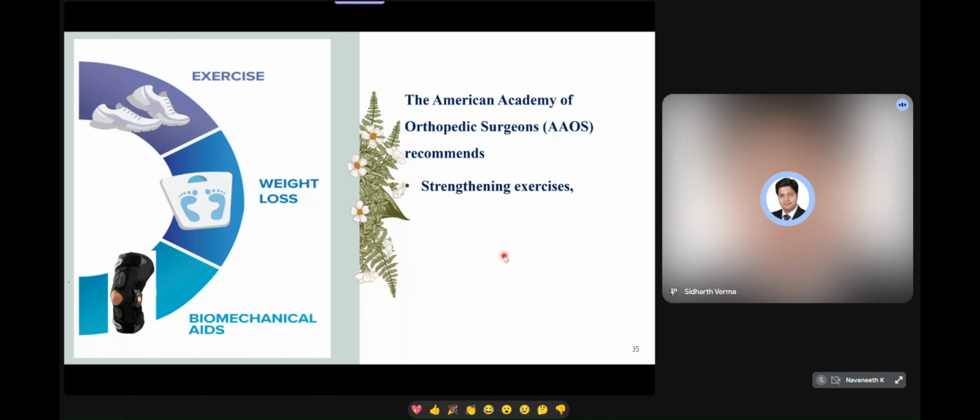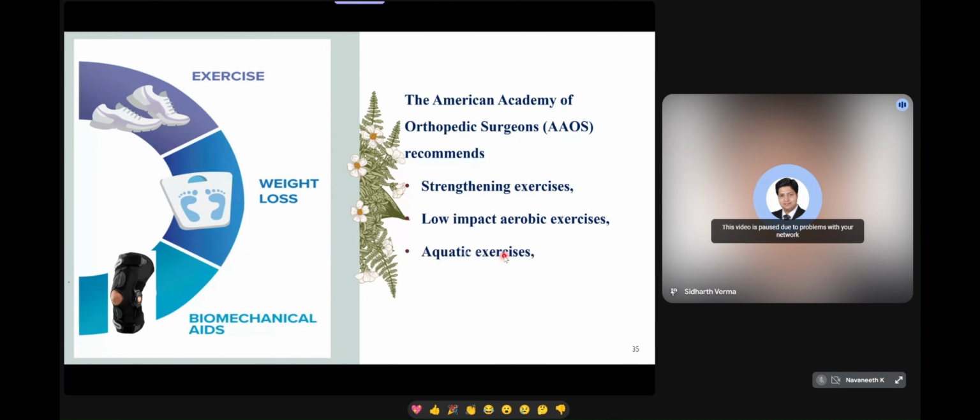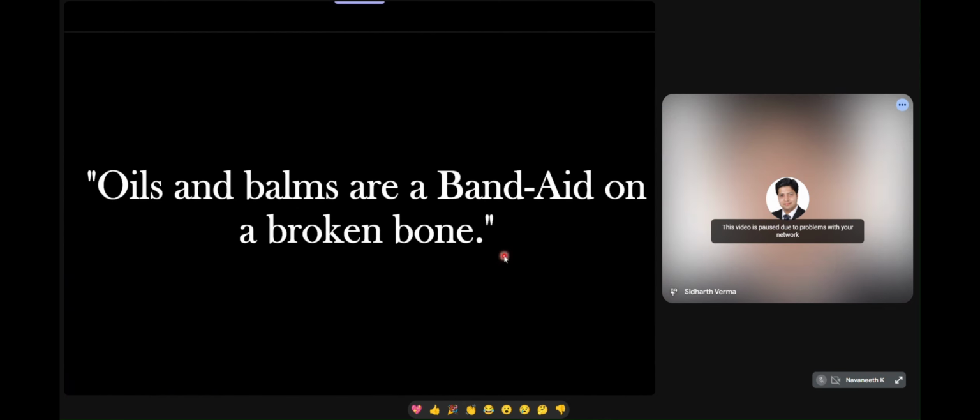Okay, so various societies recommend various stuff. One of the societies recommends strengthening exercises, low impact aerobic exercises, then aquatic exercises, and weight loss programs. Okay, so oils and balms which you apply are often like a band-aid on a broken bone. They do too little. What you will end up with is a symptomatic relief, but that's about it.